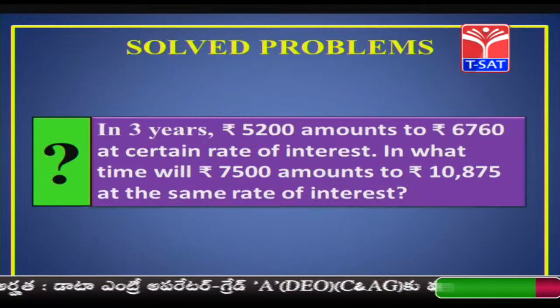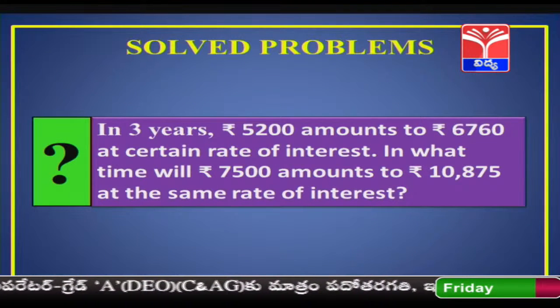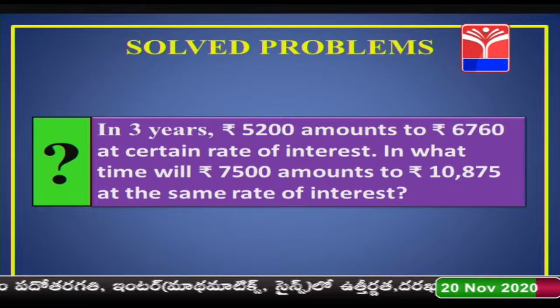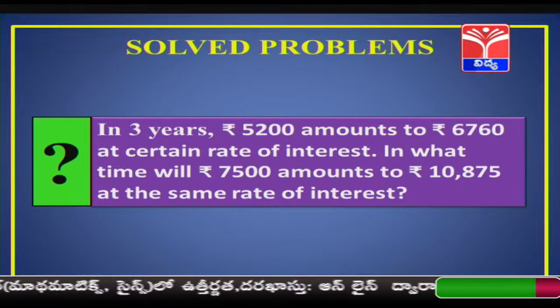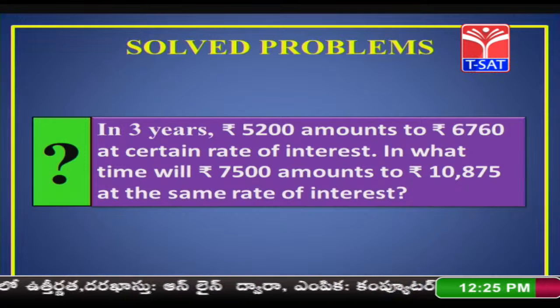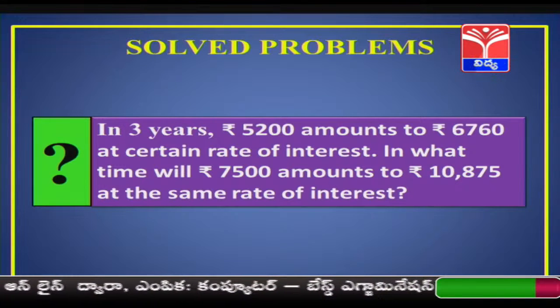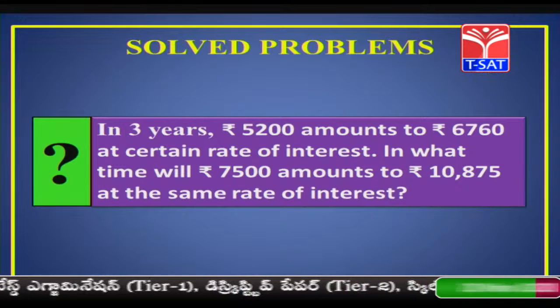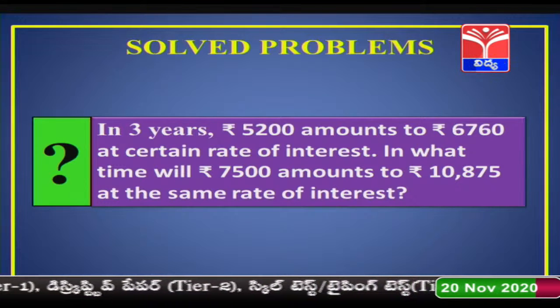So, in 3 years, 5200 rupees amounts to 6760 rupees at a certain rate of interest. In what time will 7500 rupees amount to 10,875 rupees at the same rate of interest? Let us start with the solution.